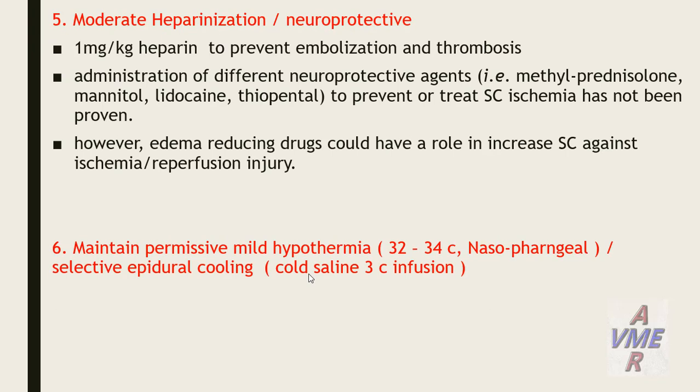5. Moderate heparinization and neuroprotective drugs. 1 mg per kg heparin to prevent embolization and thrombosis. Administration of different neuroprotective agents, methylprednisolone, mannitol, lidocaine, and thiopental, to treat spinal cord ischemia, but this has not been proven as evidence-based medicine. It may have a protective role, but we don't have evidence about this point. However, edema-reducing drugs could have a role in protecting the spinal cord against ischemia reperfusion injury.